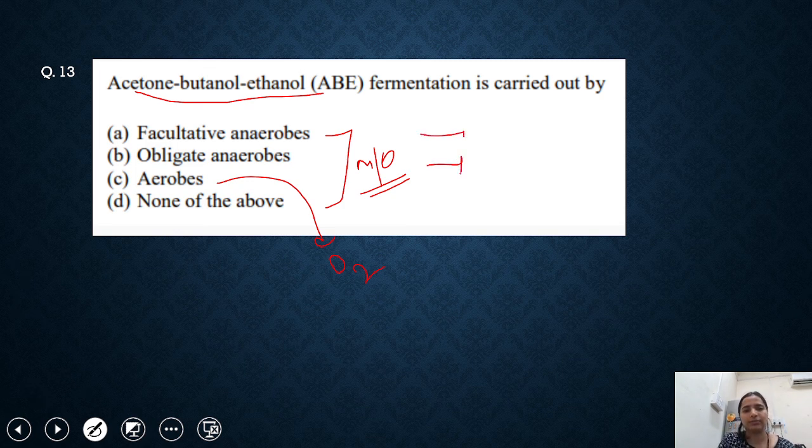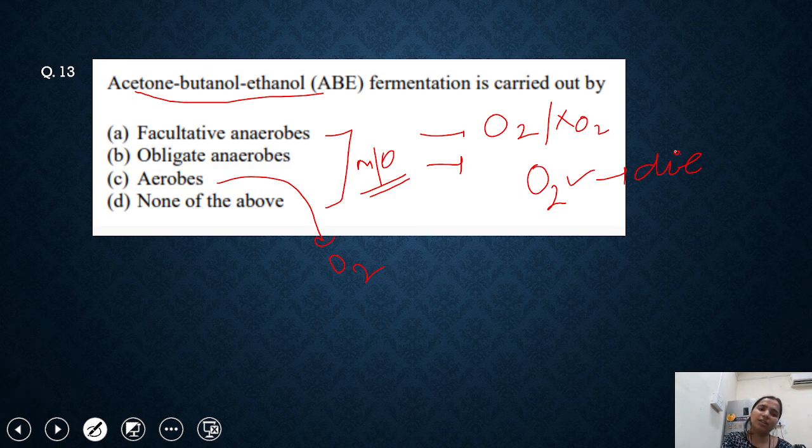Facultative anaerobes are those that can grow in the presence of oxygen and in the absence of oxygen too. But in obligate anaerobes, what happens if oxygen is present? They will die. They won't grow. They won't survive in the presence of oxygen. And this process mainly occurs in the absence of oxygen.